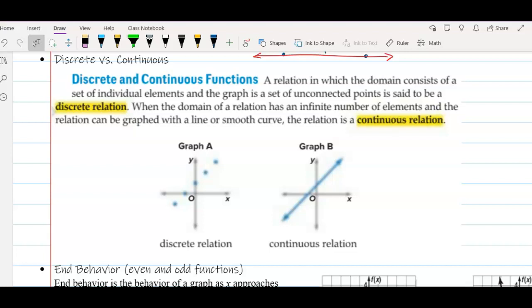Other times, you can have your scenario be a very continuous relation, like in graph B. Often we're talking about time versus temperature. Temperature is continuous. The temperature can be 32.8 degrees outside. That's an example of where it would be continuous.